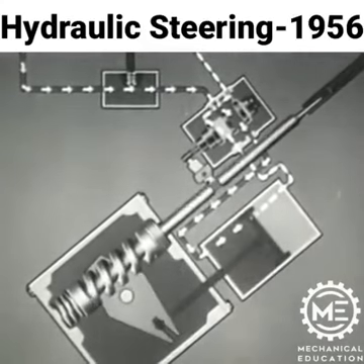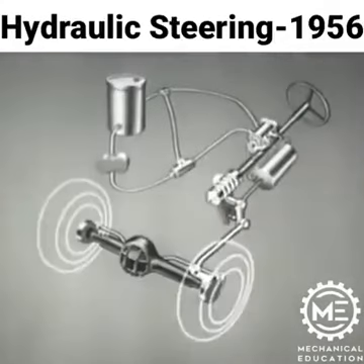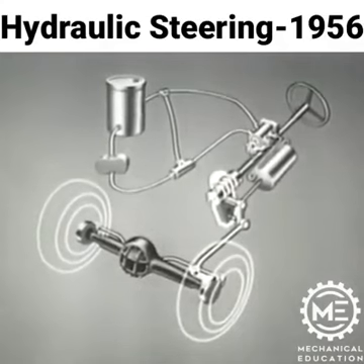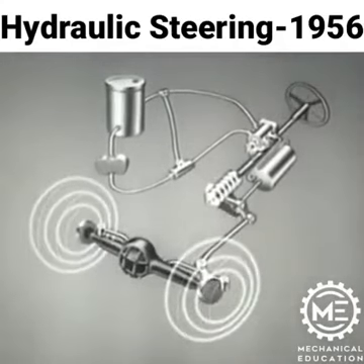The pressure differential in the power cylinder moves the piston and piston rod, thus applying a mechanical force to the Pitman arm shaft lever, turning the wheels in the desired direction.